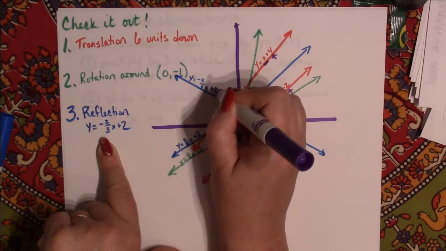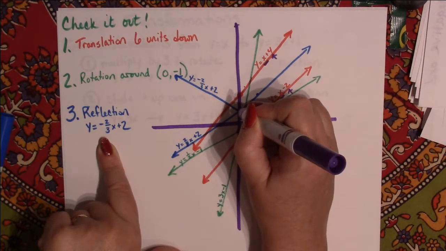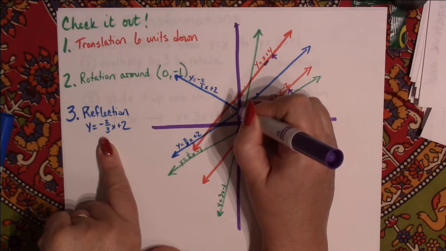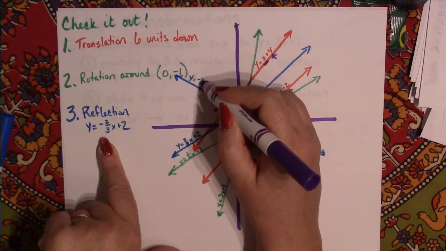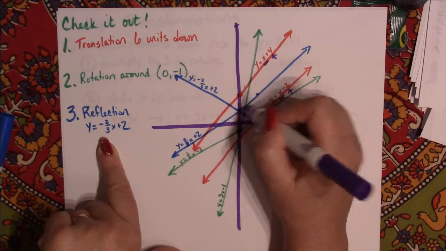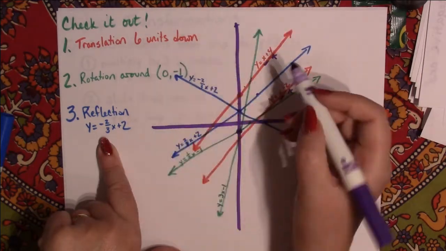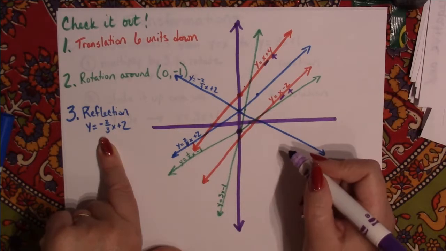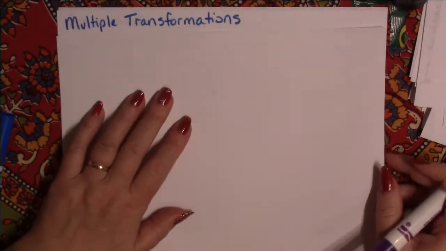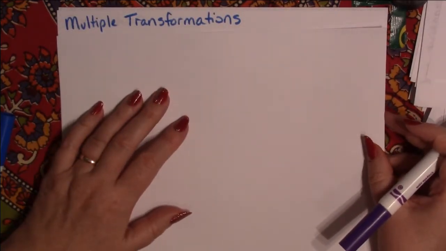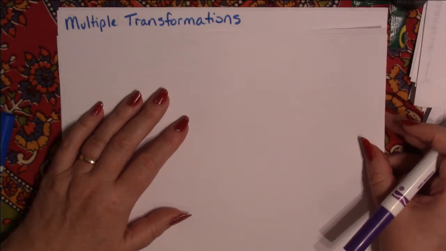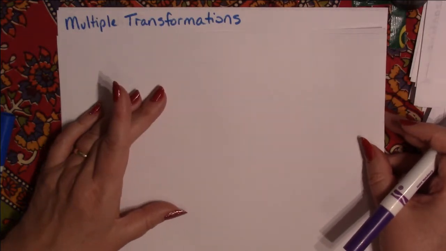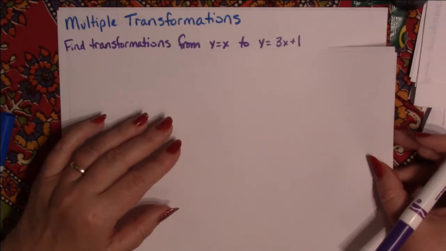Negative 2/3 x plus 2 has it stop in the same spot on the y-axis, but now I'm going down 2/3 instead of up 2/3, and this is a mirror image of each other around this axis. The next thing this asks you to do is multiple transformations. Can you recognize what is happening between one equation and the next?